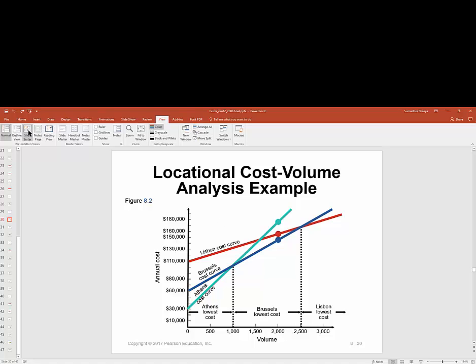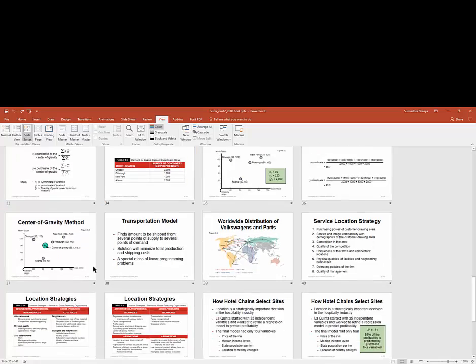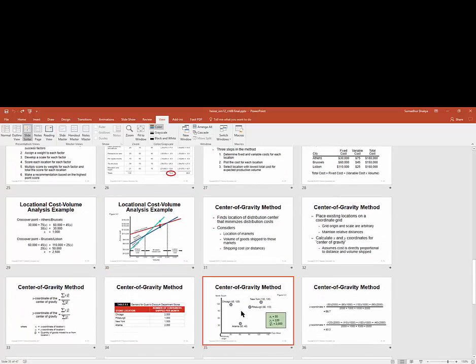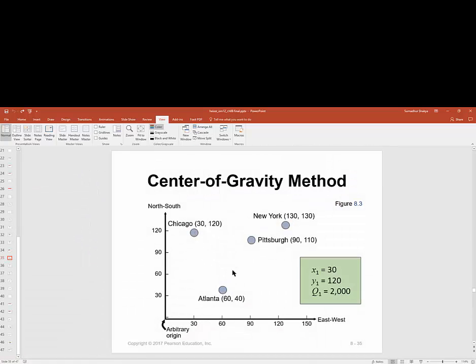And then the last one would be the gravity method, or center of gravity method, wherein we choose the location based off of their importance. This is similar to the sum product or the weighted average, except that this time we are dealing with coordinates or the geographical location.